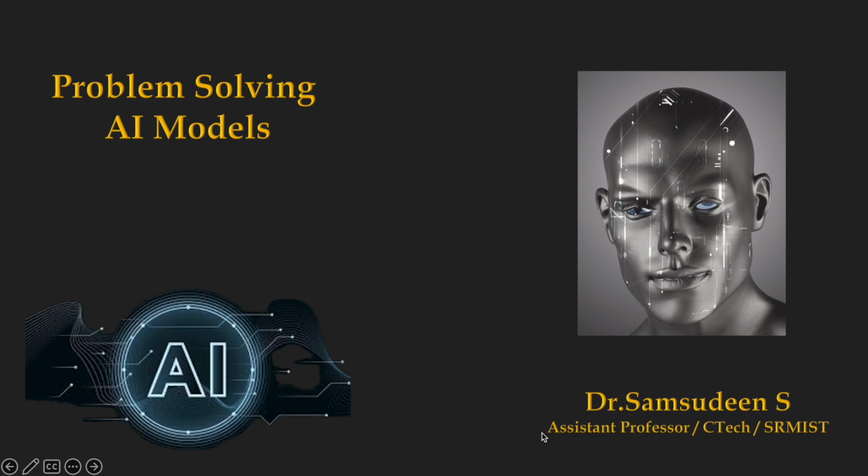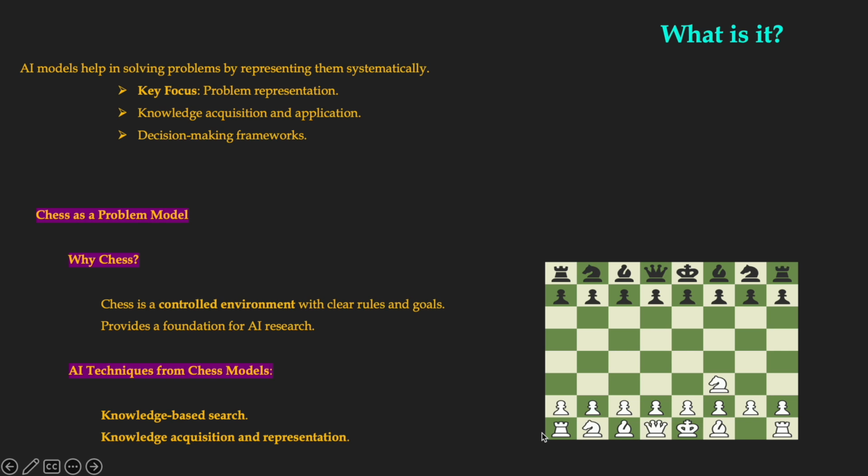Whenever we start discussing artificial intelligence, we keep remembering chess, because chess is the inception of artificial intelligence. Chess consists of a strict set of rules, a controlled environment, and goals. AI techniques from these chess models are knowledge-based search, knowledge acquisition, and representation. When solving a problem from the perspective of AI, there are three core models: one is the semiotic model, another is the statistical model, and finally the KBS, knowledge-based system.